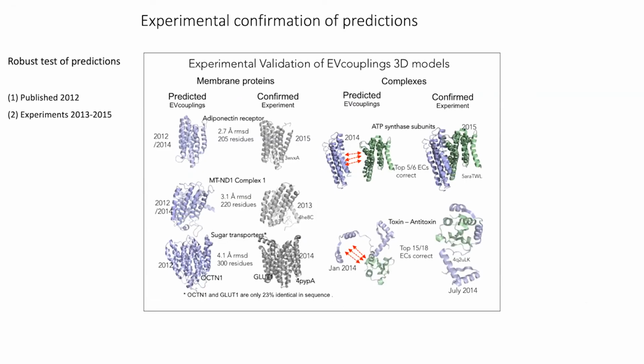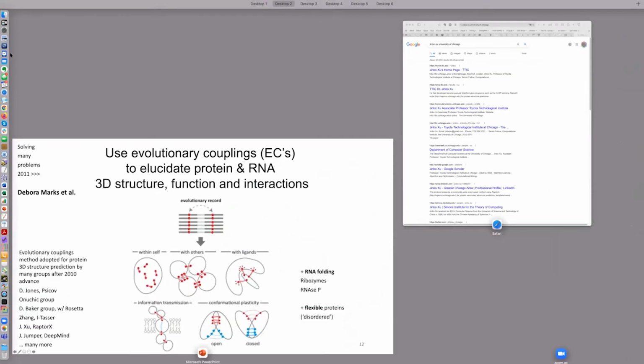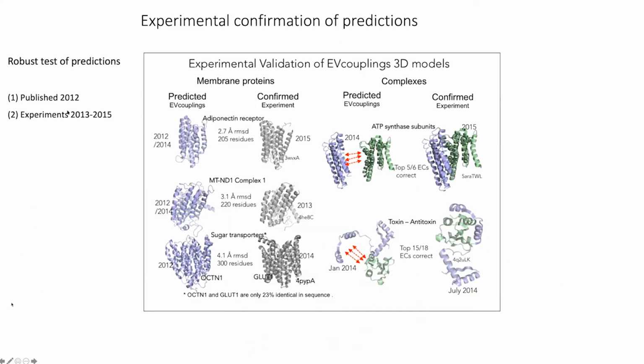Now, how good is this method? Well, it's one thing doing it on known structures, the other one is to actually go either to CASP or compete, which is quite a complicated and sometimes unclear process. We published predictions of membrane proteins.